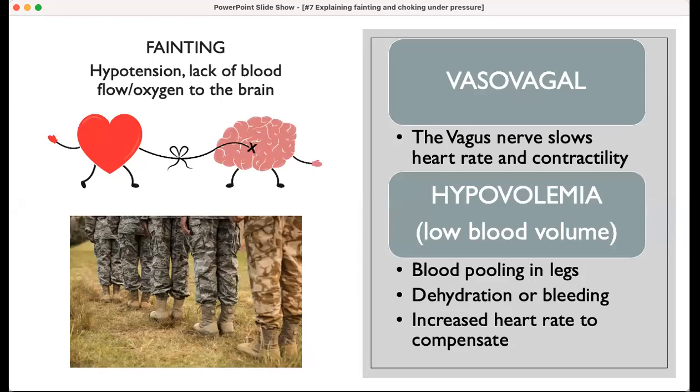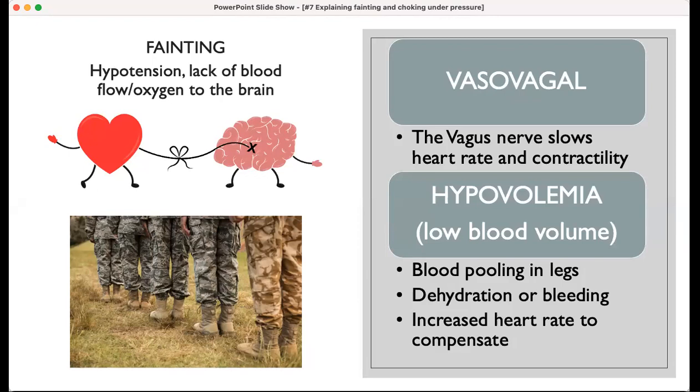Fainting is hypotension, lack of blood flow, oxygen to the brain. So there's a couple different ways to faint. It's the vasovagal, where your heart rate is slowed from the vagus nerve, or it's from hypovolemia, which is low blood volume. So the blood's pooling in the legs, someone is dehydrated or bleeding. That's another reason for a faint.